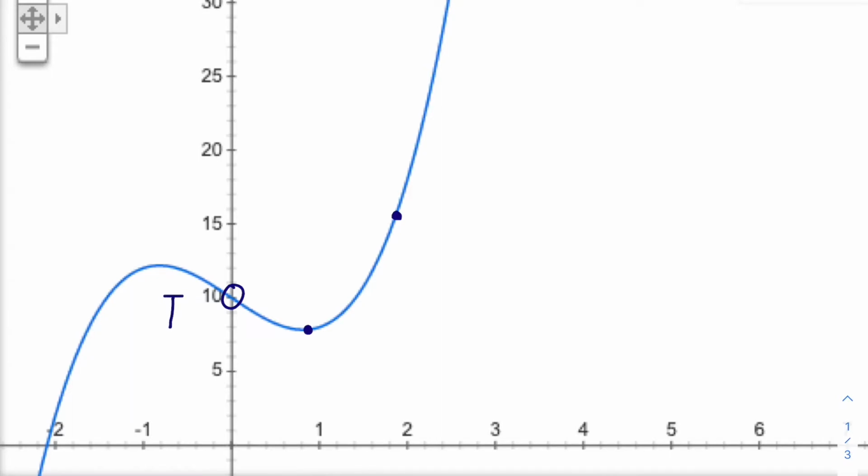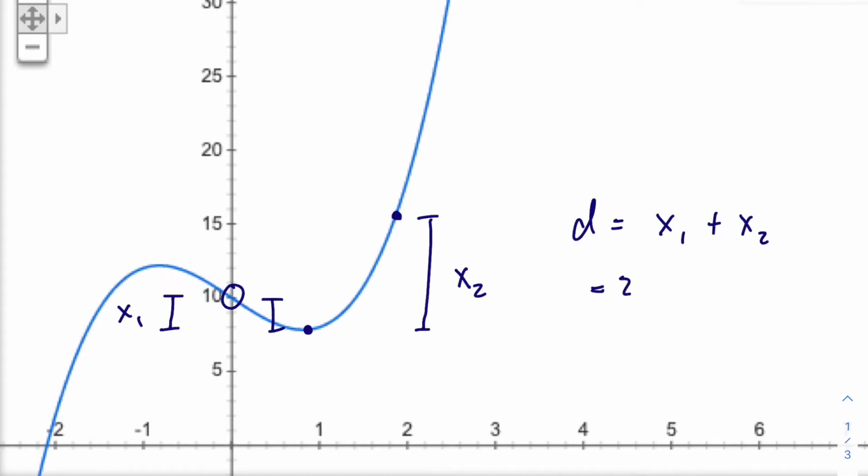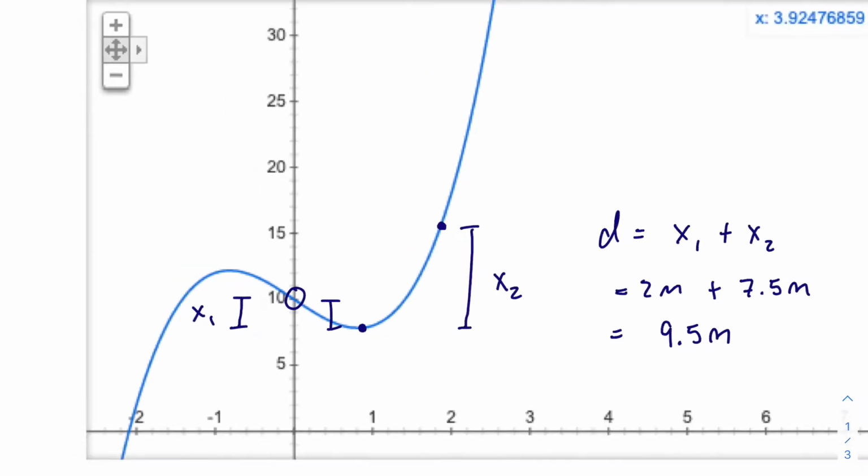We have to figure out what this distance is. We'll call this distance x1. And then we have to figure out what this distance is. We'll call that x2. The total distance is x1 plus x2. If we estimate x1, it looks like it's around 2 meters, maybe a little more. We'll just say 2 meters. If we estimate x2, it looks like we're going up about 7.5 meters. So the total distance traveled is 9.5 meters.